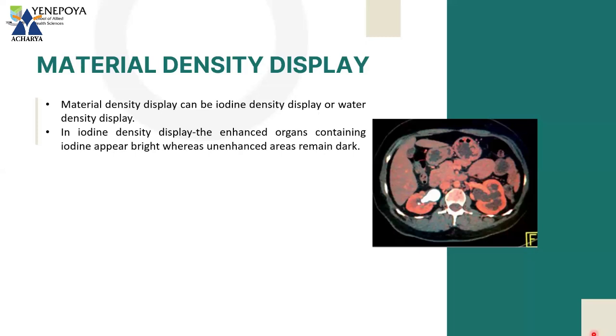Here is an iodine density display of the image, which you can see here. In density display, the enhanced organs containing iodine will appear bright. The rest of the areas will remain dark. Here you can see the spines and the calculi, and you can see the renal pelvis, which is highly enhanced. This is how the material density display will look. If you have seen dual energy overlapped images, this is how they look.